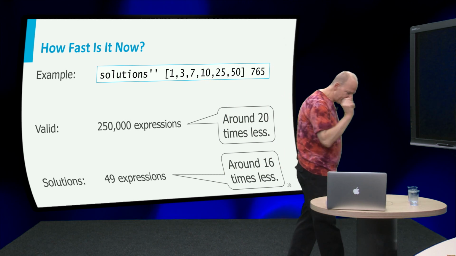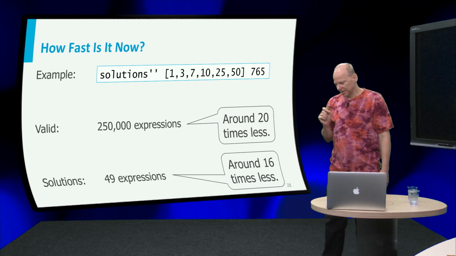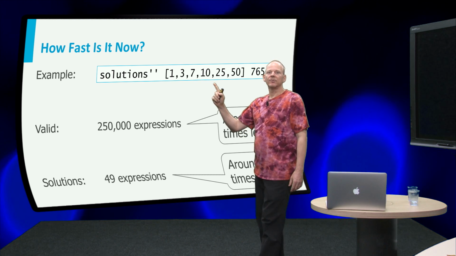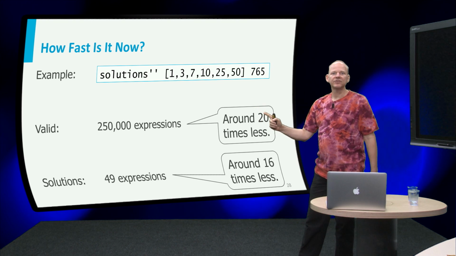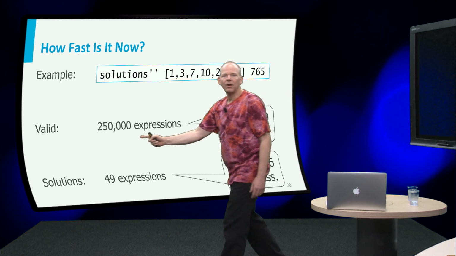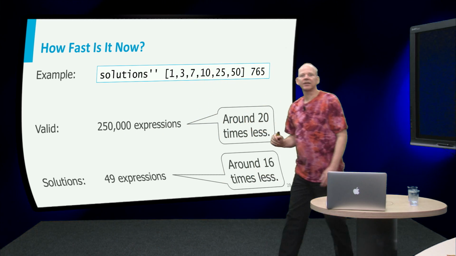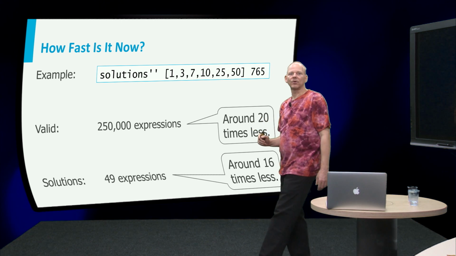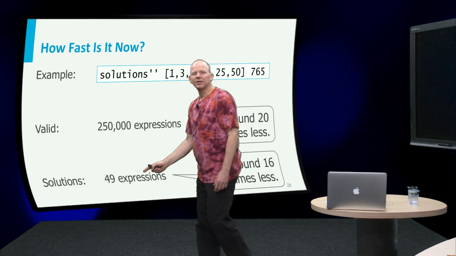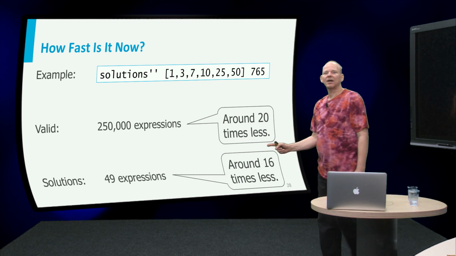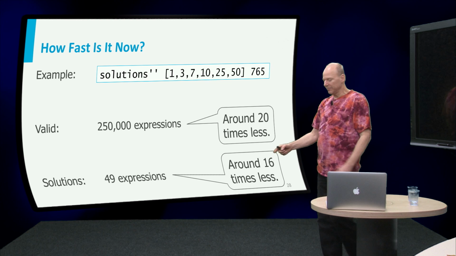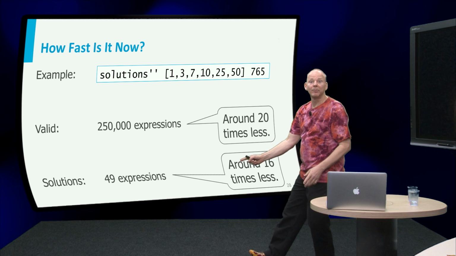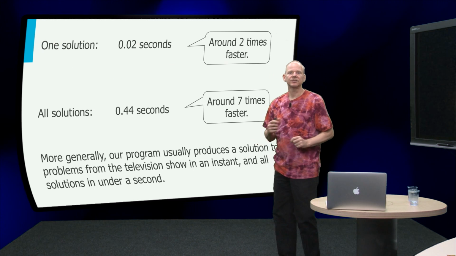When we apply this very simple extension to the tests, it has quite dramatic results. So when we look at the solutions for this, there's now only 250,000 valid expressions. Okay? So that's about 20 times less than before. And when we look at the solutions, there are about 16 times less. Because all the solutions that we had, there were many duplicates in those solutions.